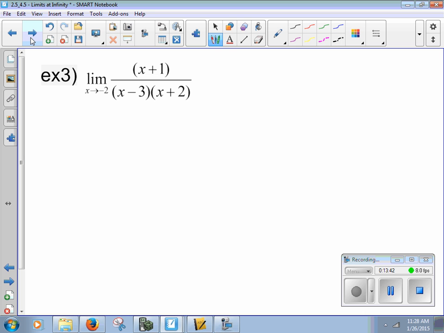Promise. Right, left. Hey, looking at that function already, will it have any asymptotes? Where? Okay, so see, you already know that it's going to have vertical asymptotes at x equals 3 and x equals -2, right? You should already know that. See what you get.